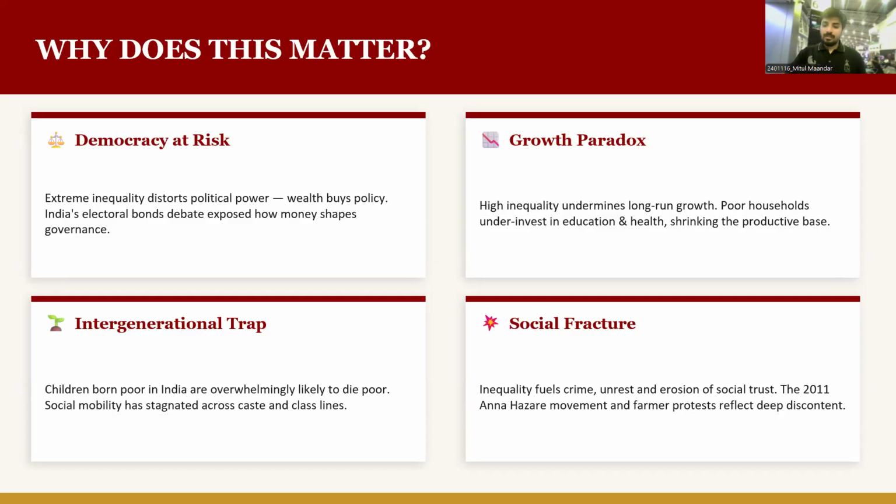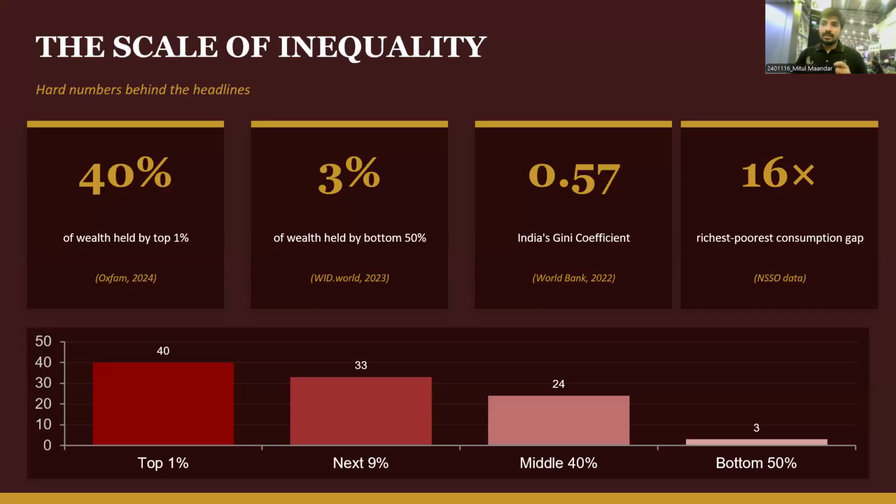And yes, so what's the scale of inequality? As you can see in the numbers, 40% of wealth is owned by the top 1% of the country. 3% of the wealth is held by the bottom 50%. India's Gini coefficient is 0.57, and there is also a large consumption gap.